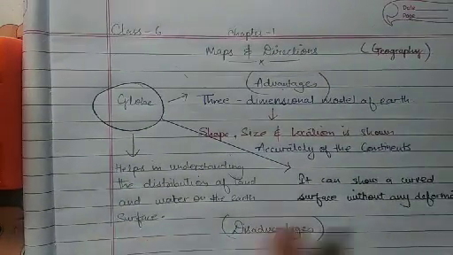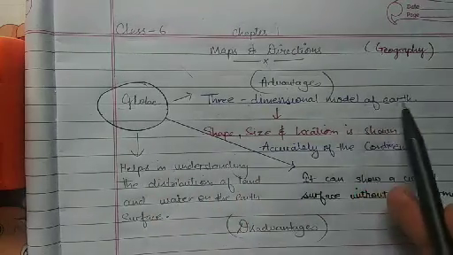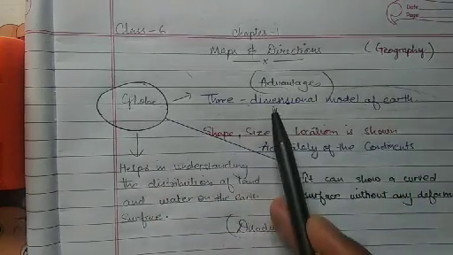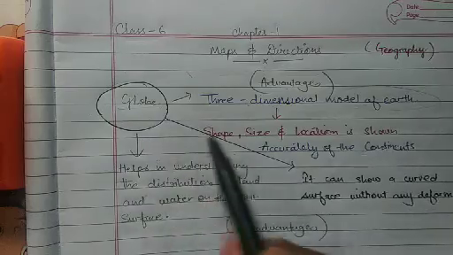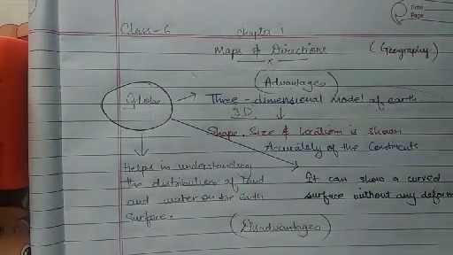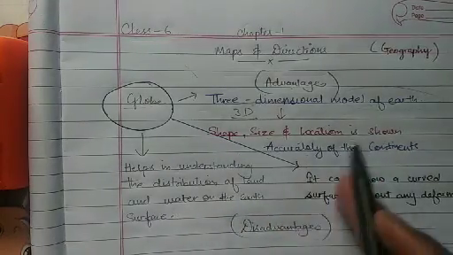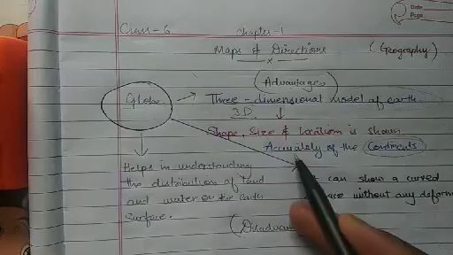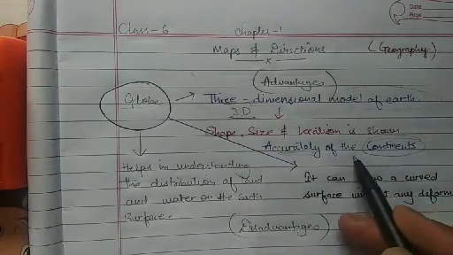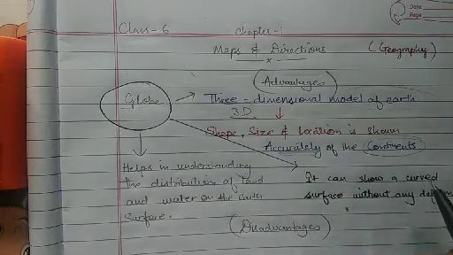In this diagram we can see that a globe is a three-dimensional model of Earth. We also say it is a 3D model of Earth. It shows the shape, size and location of the continents accurately. So it shows accurately where a continent is and what its shape and size are.